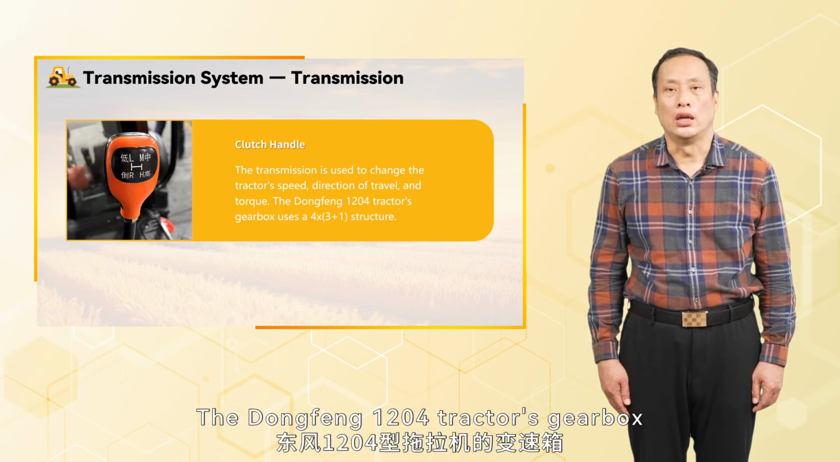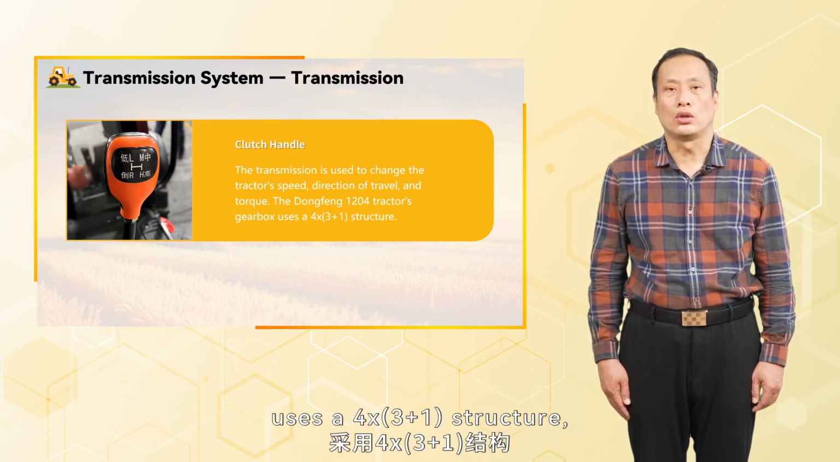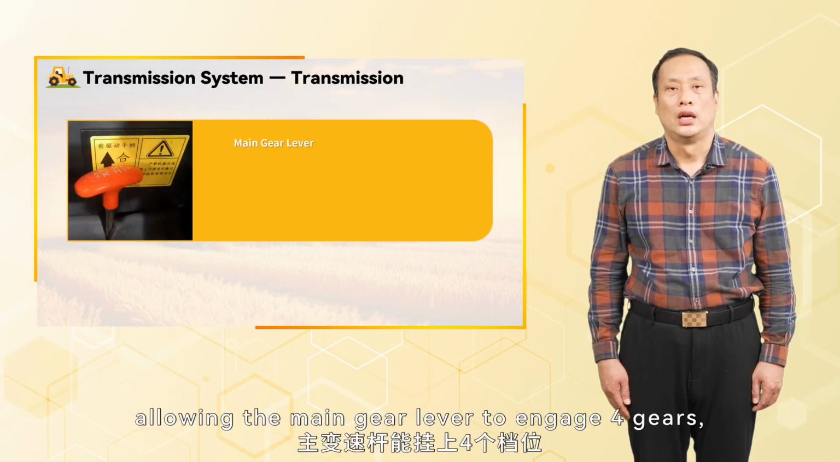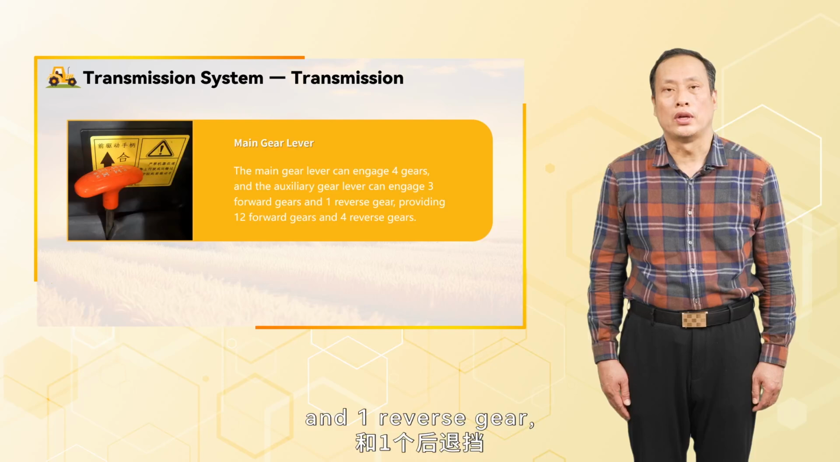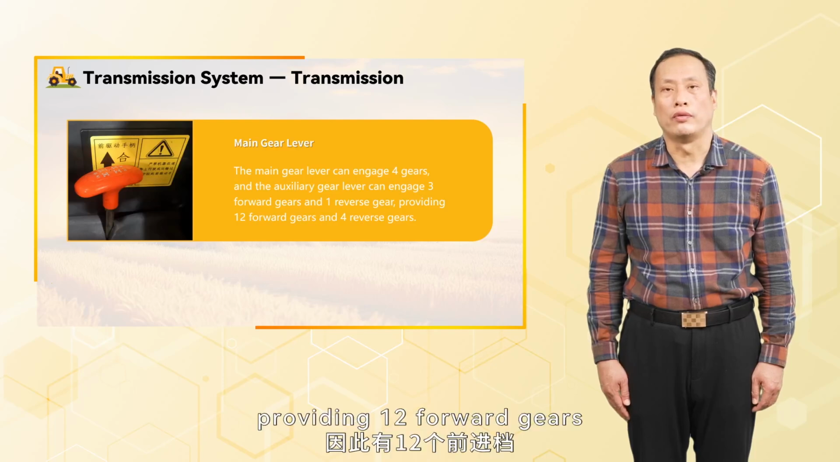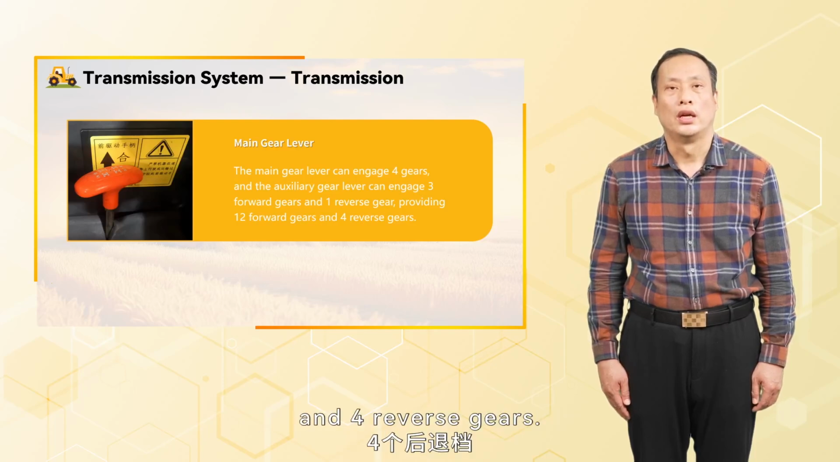The Dongfeng 1204 tractor's gearbox uses a 4x3+1 structure, allowing the main gear lever to engage 4 gears, and the auxiliary gear lever to engage 3 forward gears and 1 reverse gear, providing 12 forward gears and 4 reverse gears.